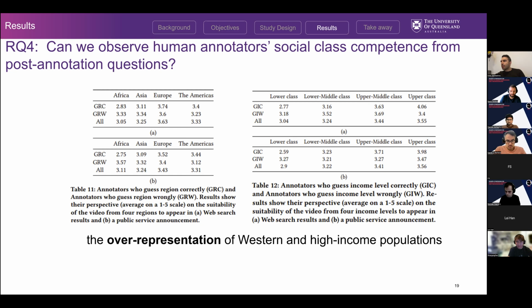So in addition, the radio receiving different ratings across region and income level can also be explained by the uneven representation of the different levels in the search engine and the public service announcement. So there is a risk of overrepresentation of Western and high-income populations and regions in the crowd-generated annotations. And that's something we should be worried about.